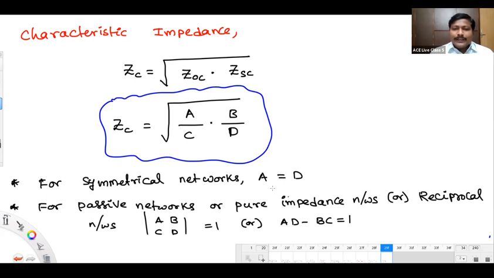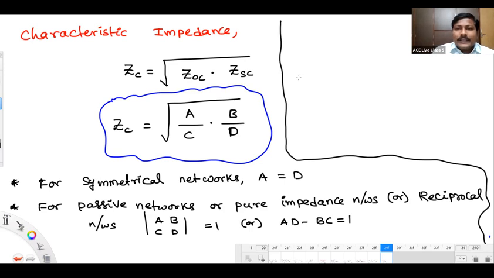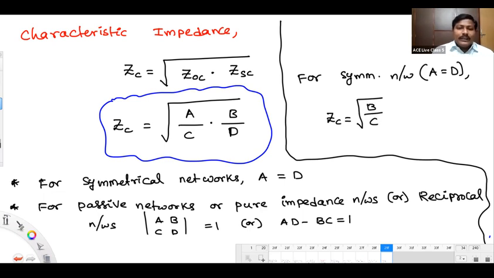I will discuss these properties, particularly the symmetrical property, after a little time. For example, if the given network is symmetrical, then A and D will be cancelled out, and this ZC will result in root of B by C. So for a symmetrical network, we already said A equals D. Write in bracket A equals D. So you can get the characteristic impedance as root of B by C.